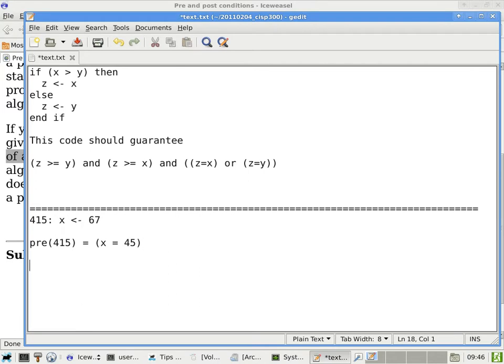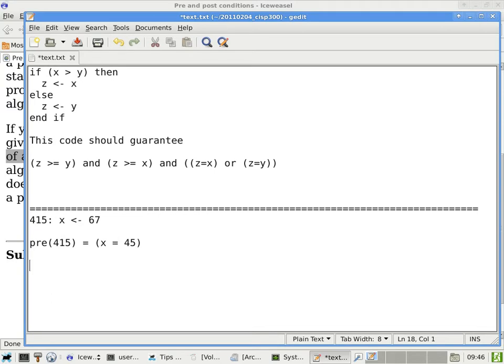So what this means at this point is, I am told and guaranteed that right before line 415 executes, I know that x is always equal to 45 before 415 starts. Is that okay? Does everybody understand the meaning of this precondition here? Don't ask me why, because that's the result of the 414 lines before this line here.